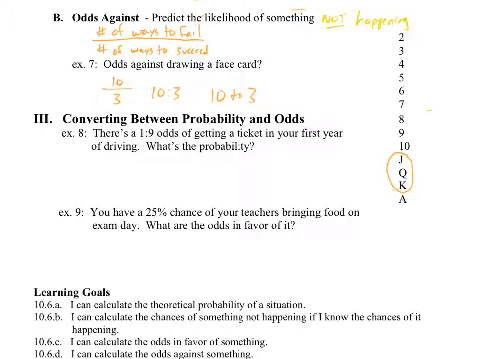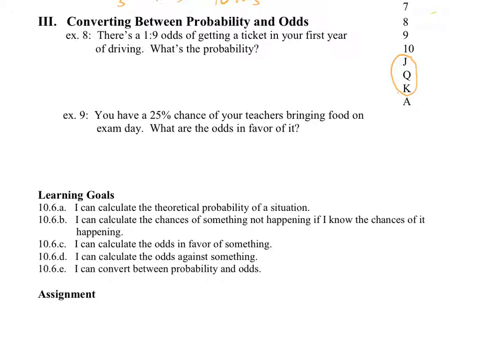And the very, very, very last section: converting between probability and odds. So if you have 1 to 9 odds of getting a ticket your first year driving, and we want to change it to probability. Well, probability, we said, was the number of ways over the total.